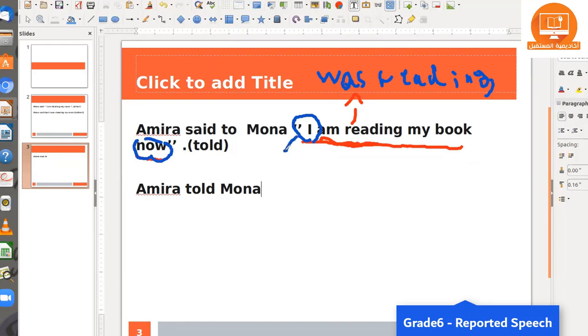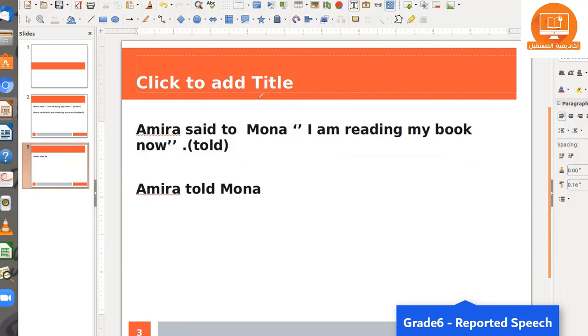How can I change I? To she. So I have to change I to she. Okay, very good. And now I will change it to what? At the moment. So I will say Amira told Mona that she was reading her book then or at the moment.